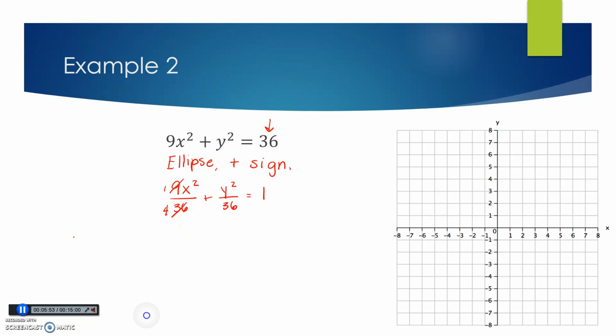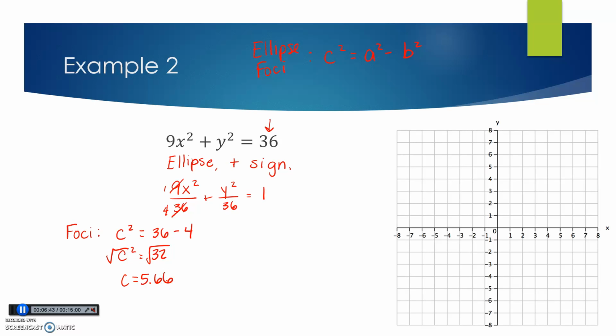All right, so I have to find the foci. So for an ellipse, the foci are c squared equals a squared minus b squared. So to find the foci, I'm going to get c squared equals, my a squared is 36, b squared is 4. So I'm going to get c squared equals 32. To find the specific value, I'm going to take the square root of both sides. And when I do that, I'm going to get, I'm going to call it 5.66.